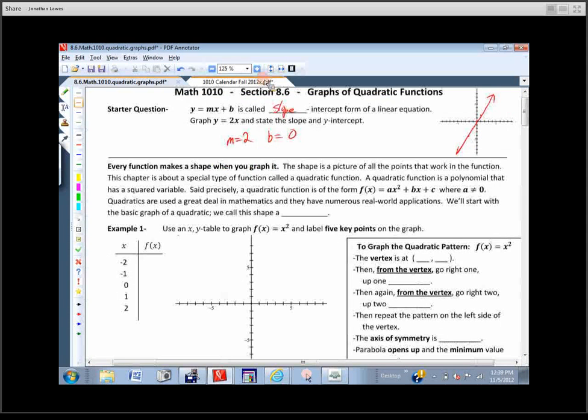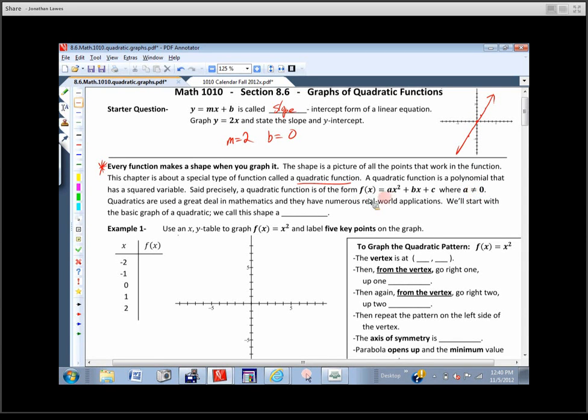Okay, but this is a really important idea. Every function makes a shape when you graph it. Okay, the shape is a picture of all the points that work in that function. Okay, and this particular chapter is about a special type of shape. It's one that comes up all the time. It comes from a function called a quadratic function. Okay, and a quadratic function is a polynomial that has a squared variable.